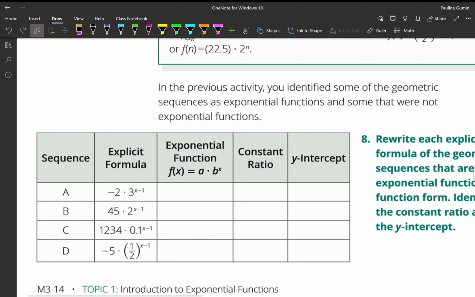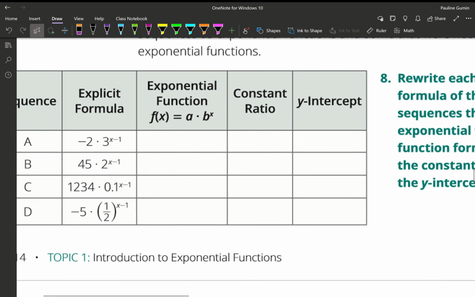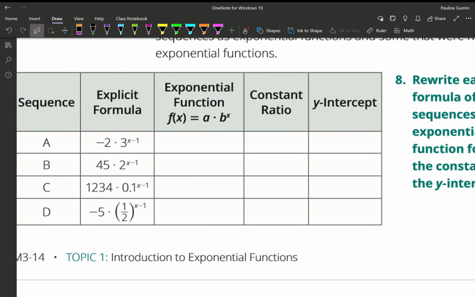So, based on all of that, let's kind of transition into writing explicit formulas as exponential functions. So, in this explicit formula, and these are from yesterday's sequences, we are going to create the function form. Now, our constant ratio, that is our b term, and our y-intercept is our a term. It's (0, a). And that means our x is 0. When we plug it into our formula, the a refers there, the b is our constant ratio.